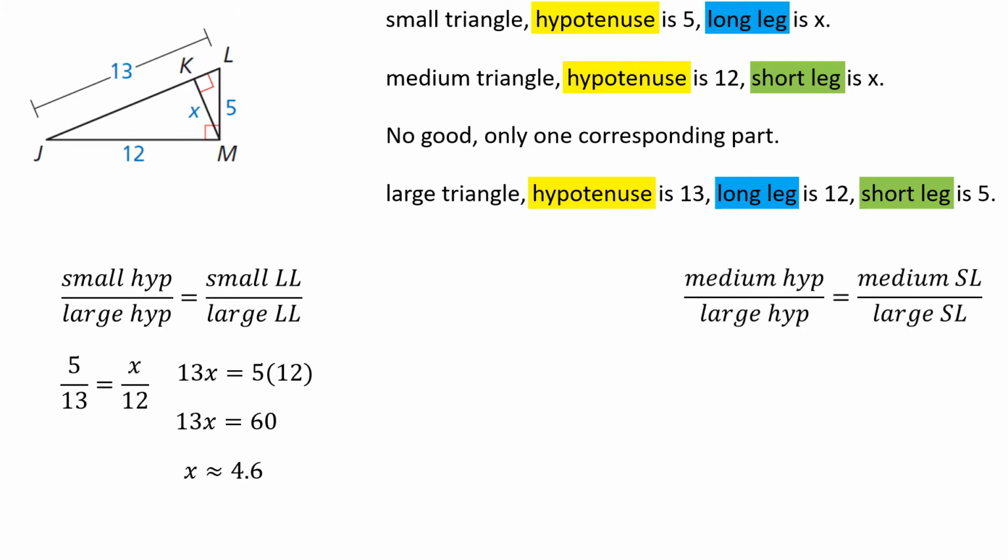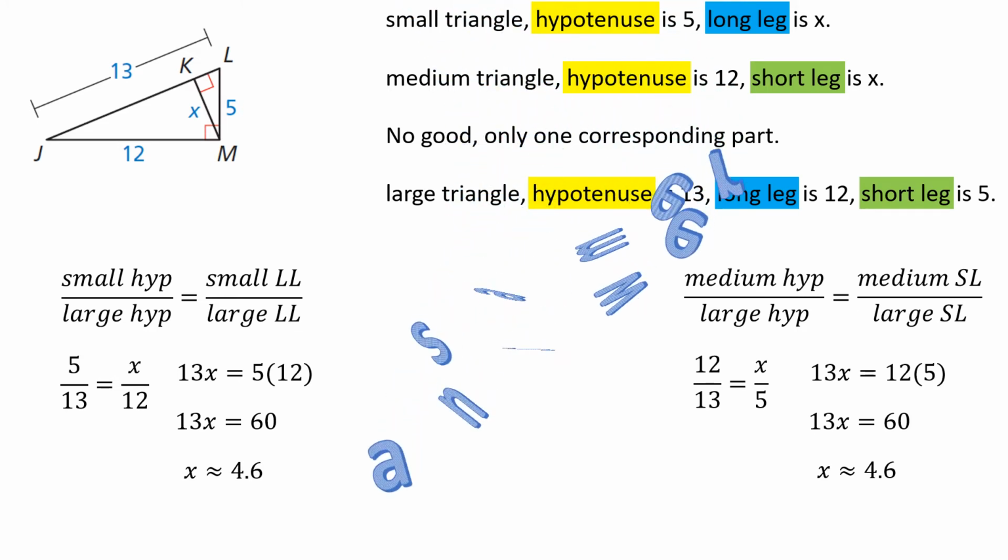So if I wanted to use the medium and the large triangles, the ratio of the hypotenuses and the ratio of the short legs have to be the same. Even though that proportion looks a little bit different, when I cross multiply and divide, amazingly, I get the exact same answer again.